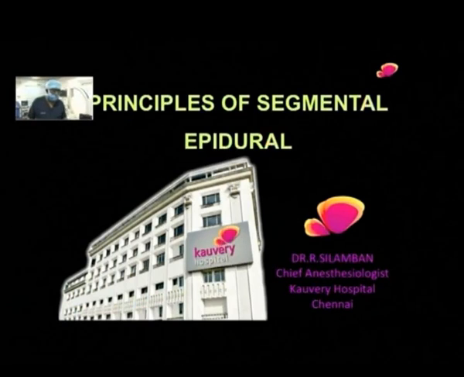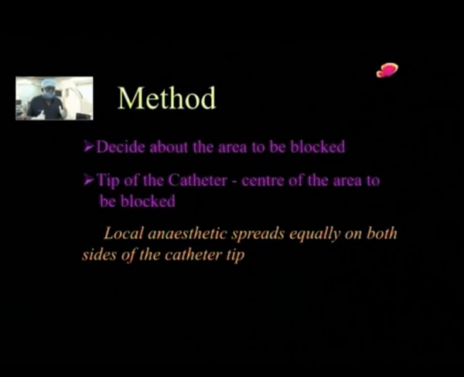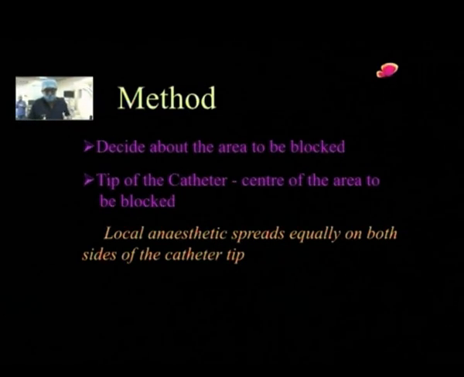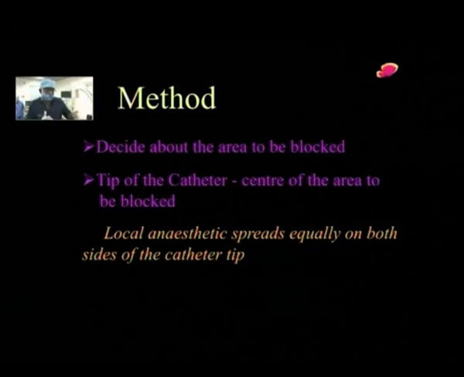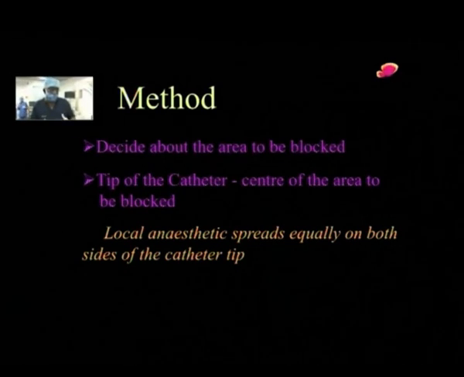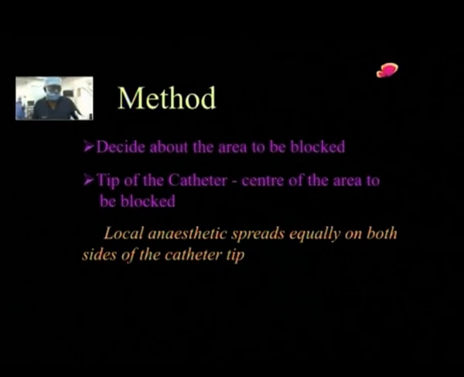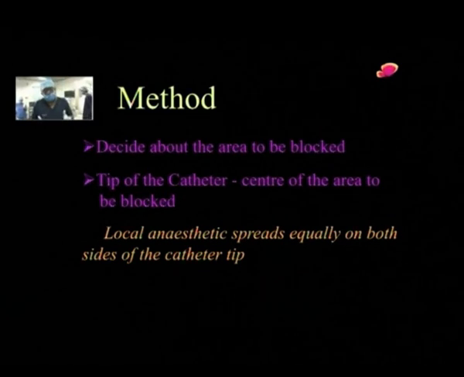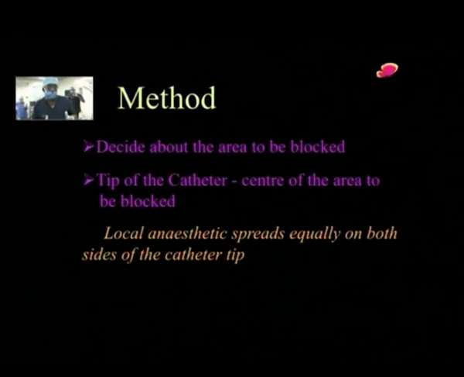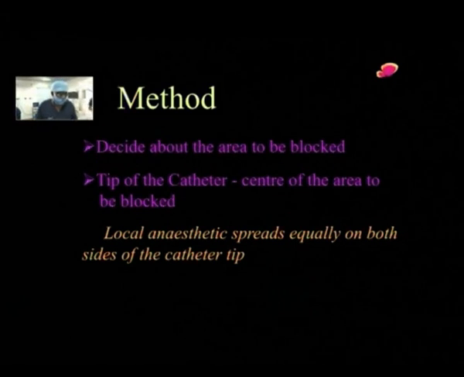First, you do not decide where you are going to poke the patient. First, decide about the area to be blocked. It depends from surgery to surgery. For a case of DHS, it is ideal and enough if you block from T12 to L4. For example, if you're opening the abdomen, you should block from T4 to T12. Suppose you're doing a breast surgery under segmental epidural, ideally you block from C6 to T6. So first you decide about the area to be blocked.